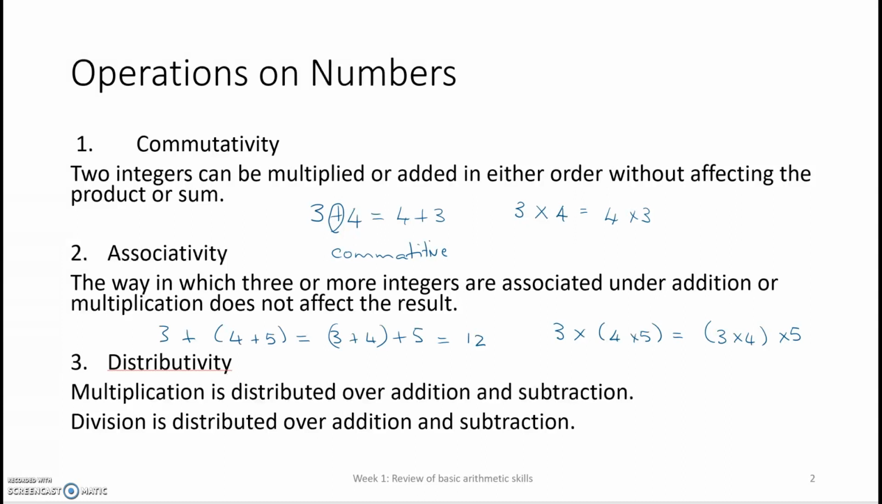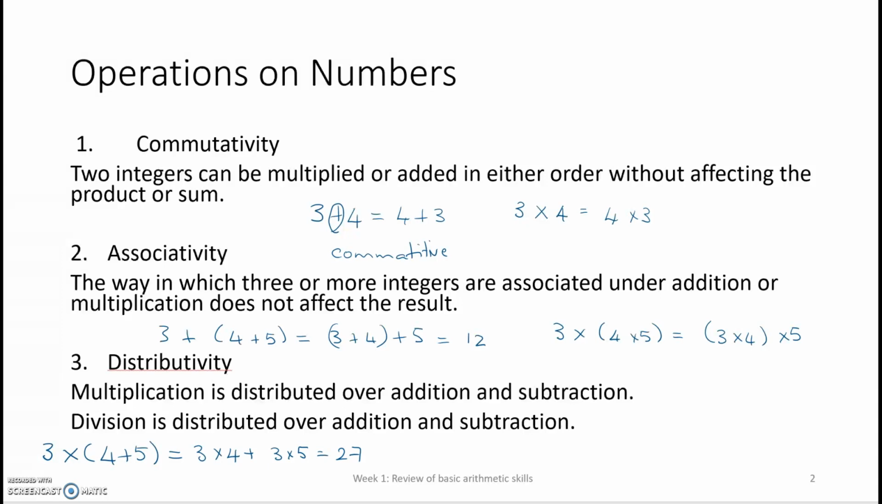Then, if we've got two operations, we can distribute one over the other, and we can distribute multiplication over addition and subtraction, and we can distribute division over addition and subtraction. For example, we've got 3 times 4 plus 5. Now, I know we could do this different ways, but for the purposes of this, I'm going to say that that's the same as 3 times 4 plus 3 times 5, and that's equal to 27.